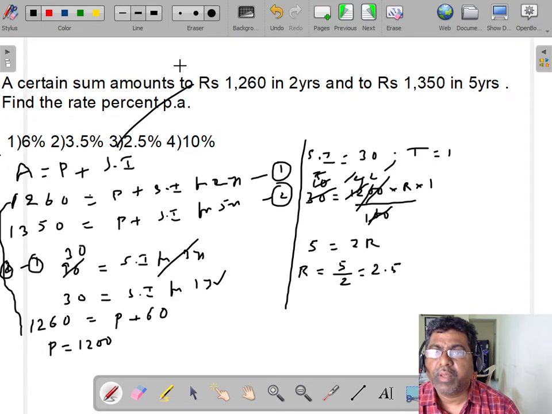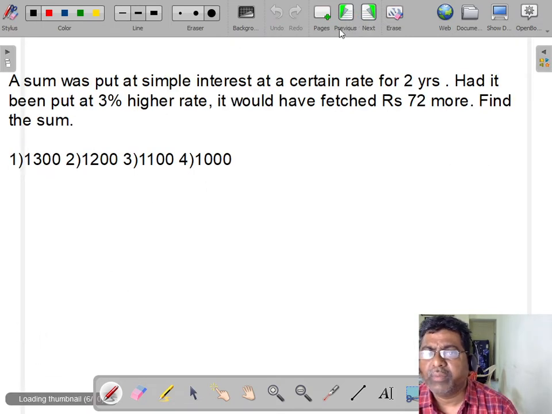Okay. Now go for the next problem. Just see the two times, three times. You can get an idea.